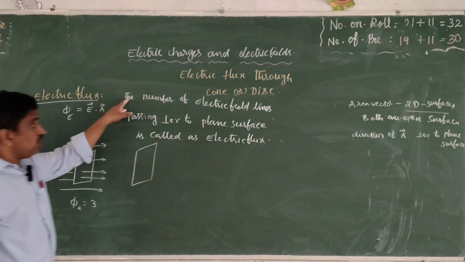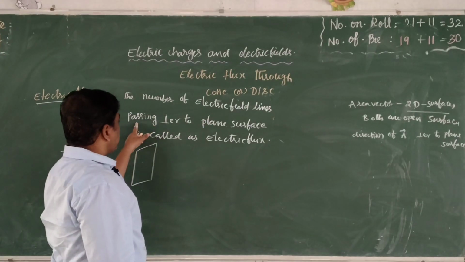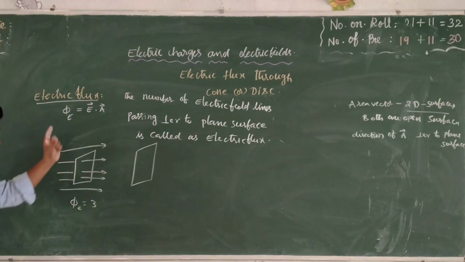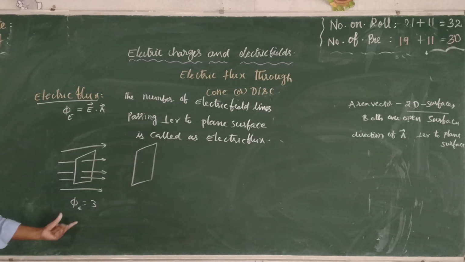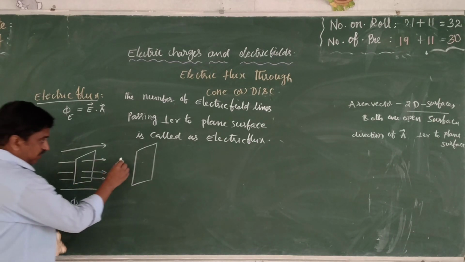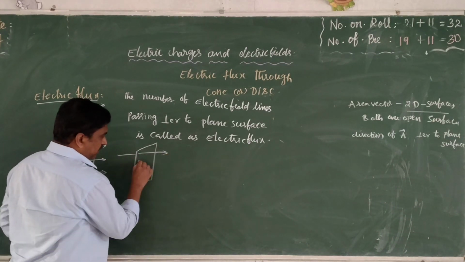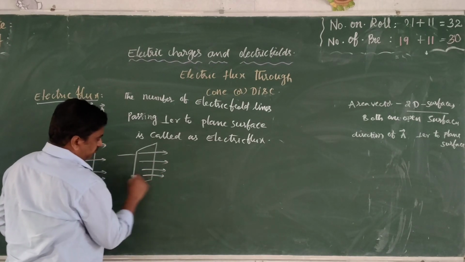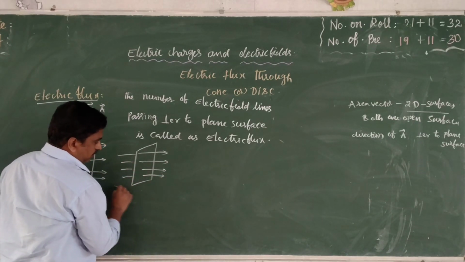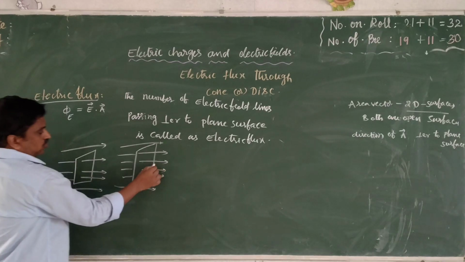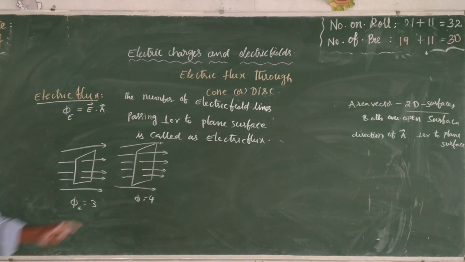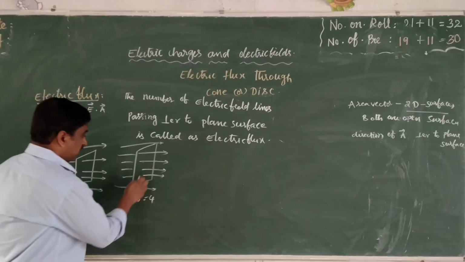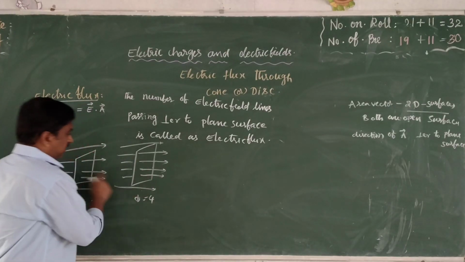See, number of electric field lines passing perpendicular to the plane surface. This is the plane surface. Perpendicular to it, how many are there? 1, 2, 3 lines only. So that's why flux is 3. Now the same area here. Number of electric field lines here: 1, 2, 3, 4. So flux here is 4, which means 4 lines pass perpendicular to the plane surface, but the area is the same.